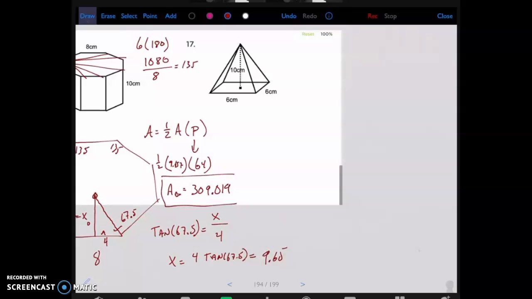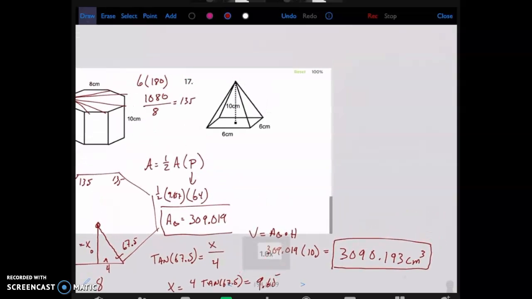So now the volume, sorry, my work's all over the place. So cringy. The volume is going to be area of the base times height. So area of the base is 309 times the height, which is 10. Oh, it's easy. So it's 3,091.019 centimeters cubed. That was a tough one, but I totally redeemed myself with this last one.